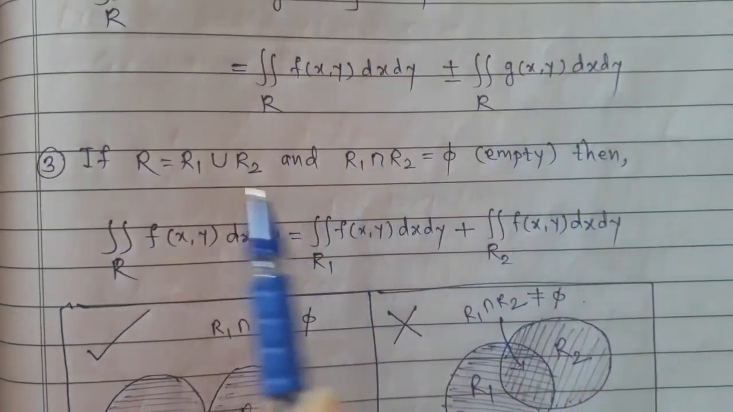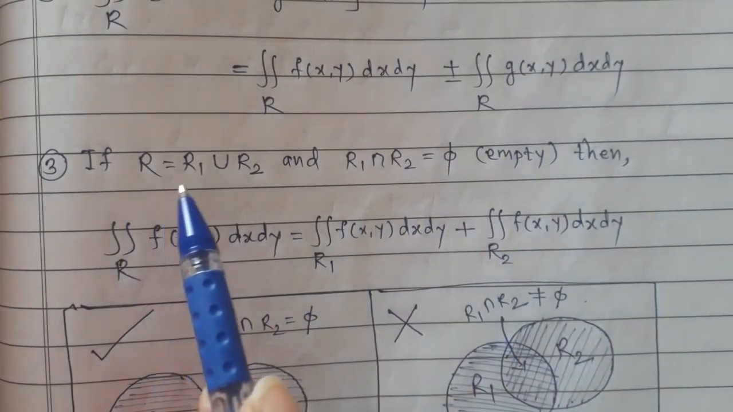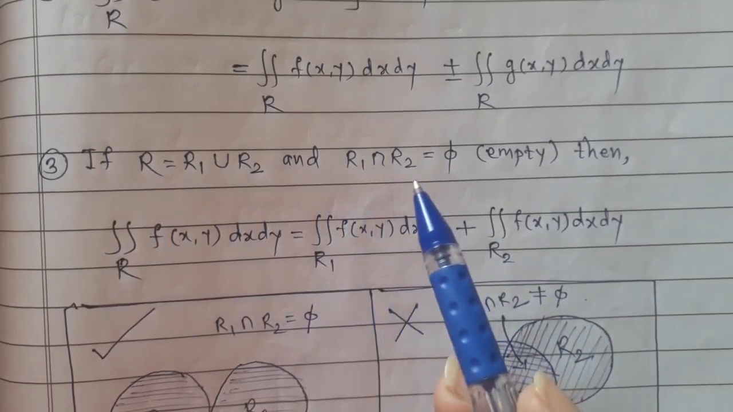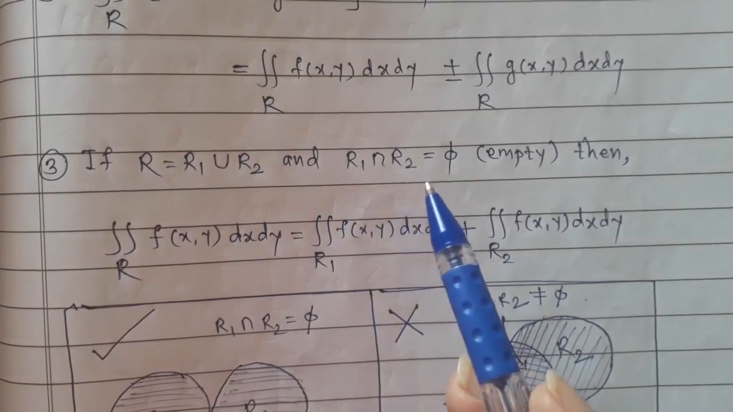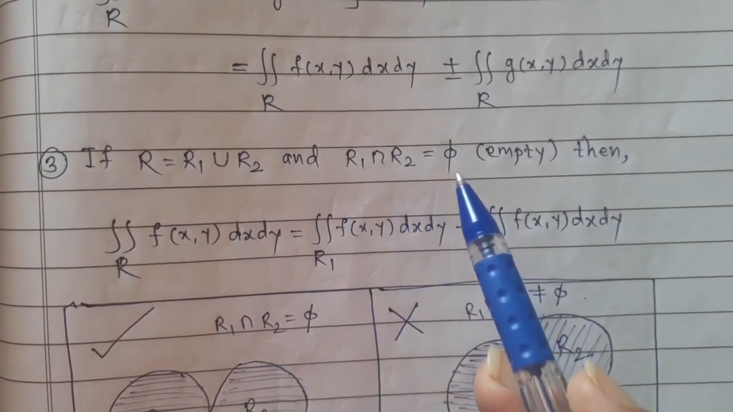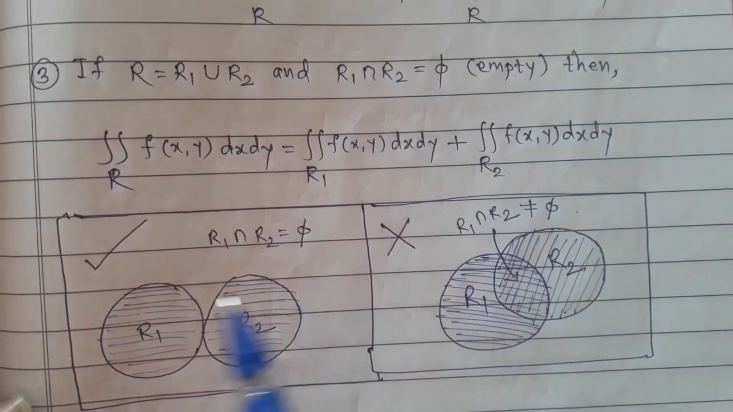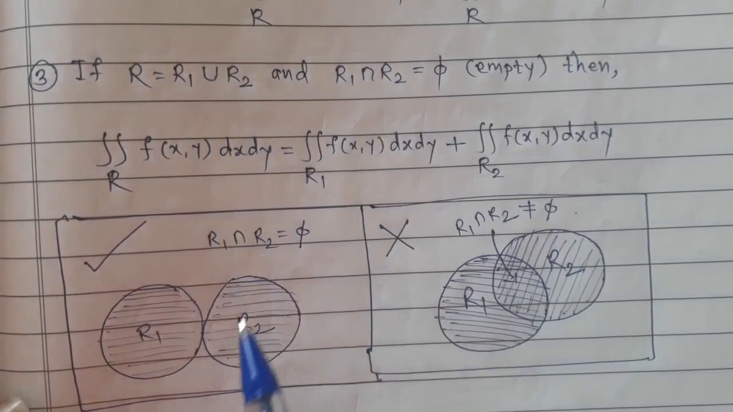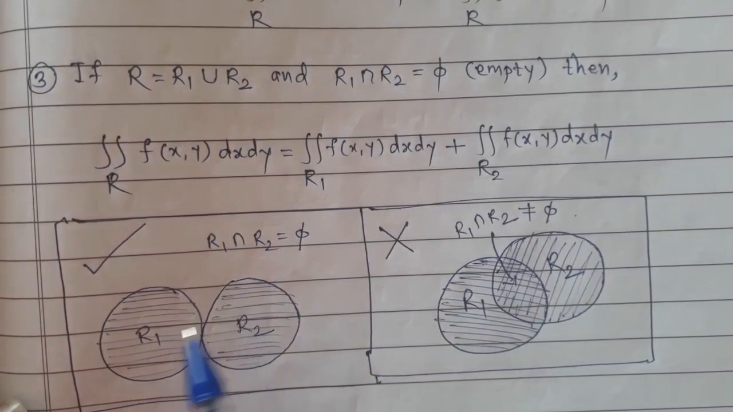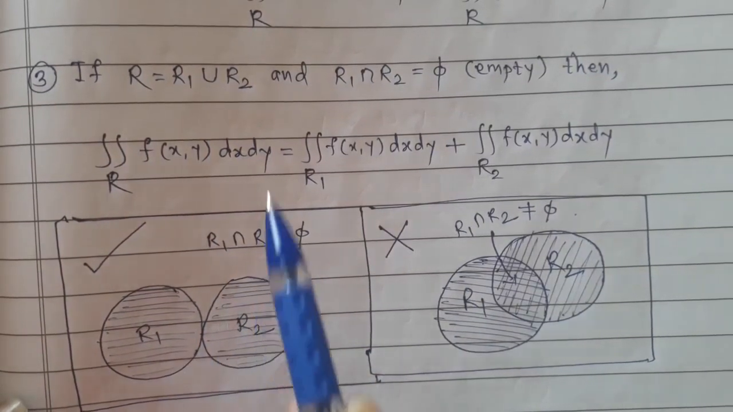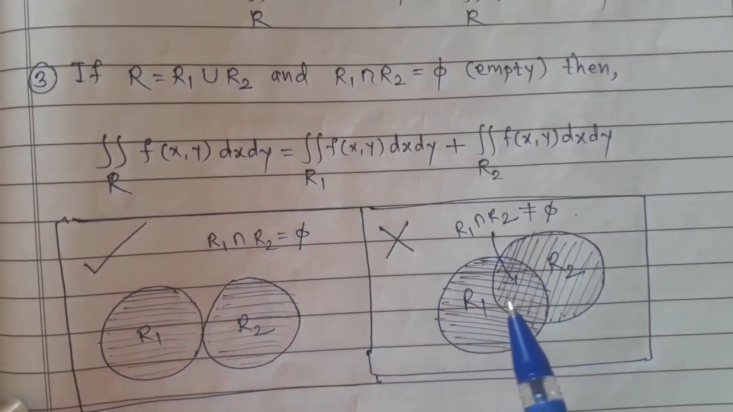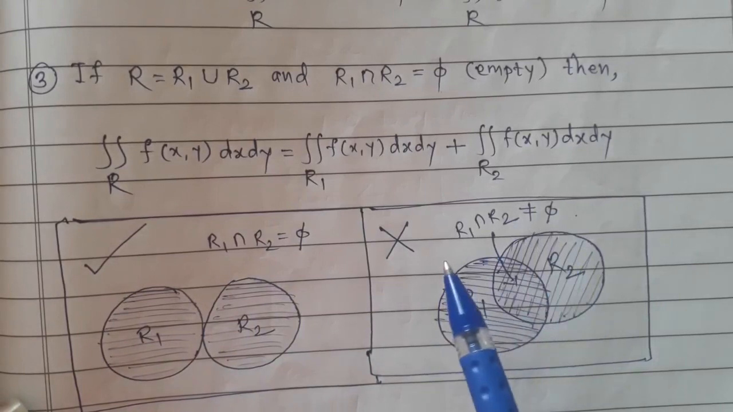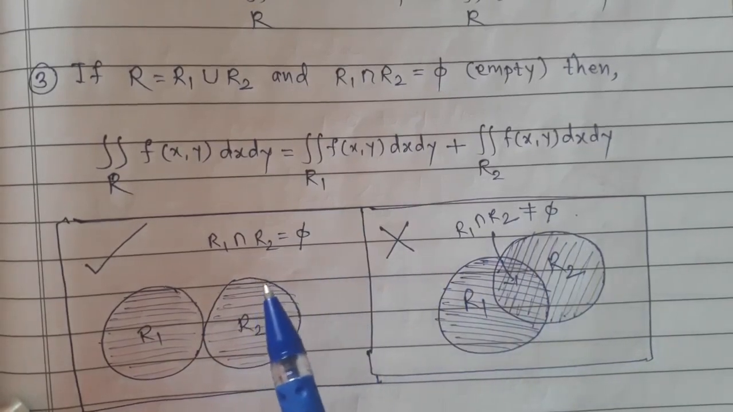Third property, if R is the union of R1 and R2 along with the condition that R1 intersection R2 is empty. That means, in the form of a figure, R1 and R2, their union is R, but there is no common point between R1 and R2. That is the condition. This is not allowed because here R1 and R2 intersect and their intersection is not empty. So this kind of condition is there.